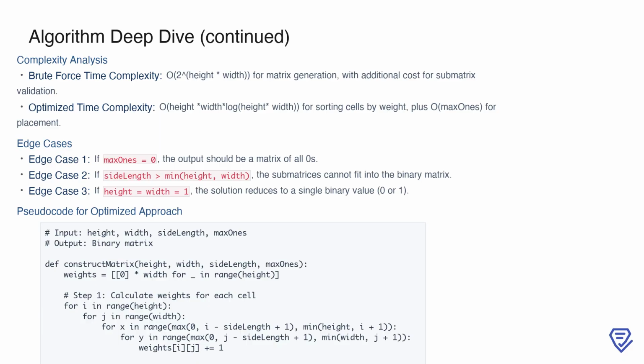In terms of edge cases, if maxOnes is 0, the output should be a matrix filled entirely with zeros. If side length exceeds the smaller dimension of the matrix, submatrices cannot fit, and the solution simplifies accordingly. Lastly, for a 1x1 matrix, the solution reduces to determining whether the single cell is 0 or 1, depending on the constraints. These considerations ensure the solution is robust across various scenarios.